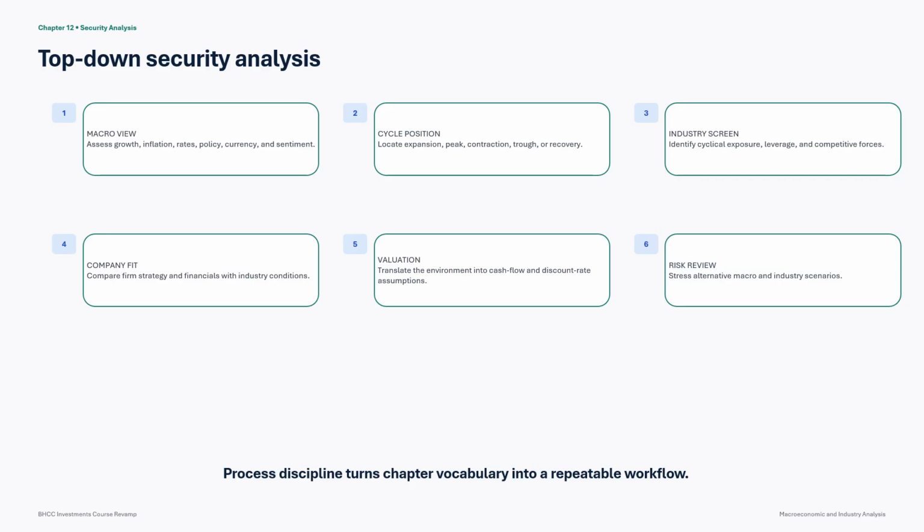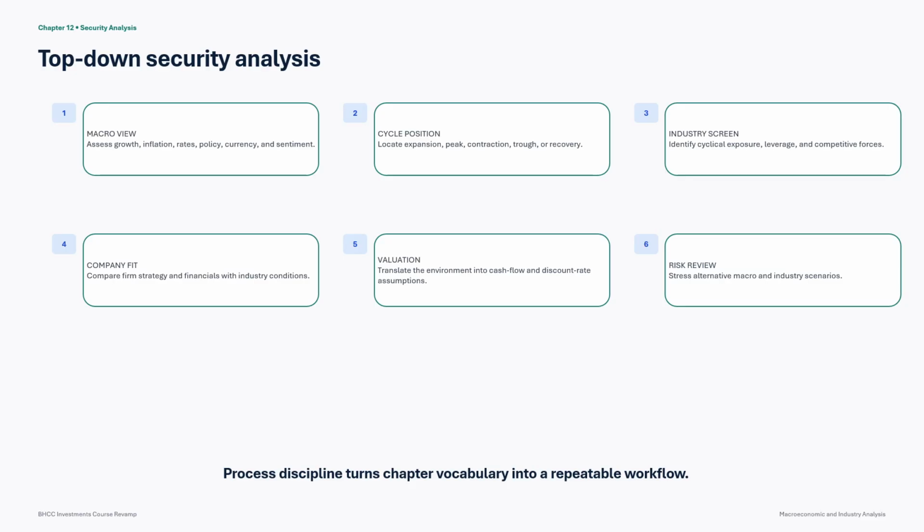A home builder is highly sensitive to mortgage rates, credit availability, land cost, and household formation. A global consumer products company may care more about currency translation, commodity inputs, and emerging market demand.